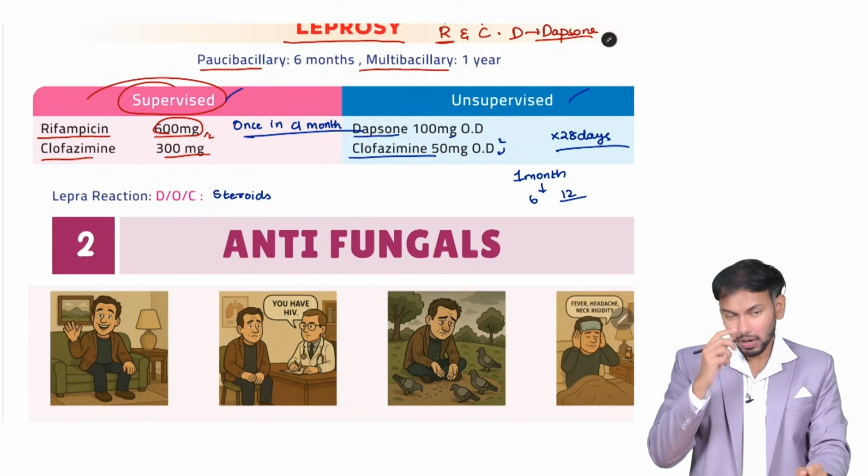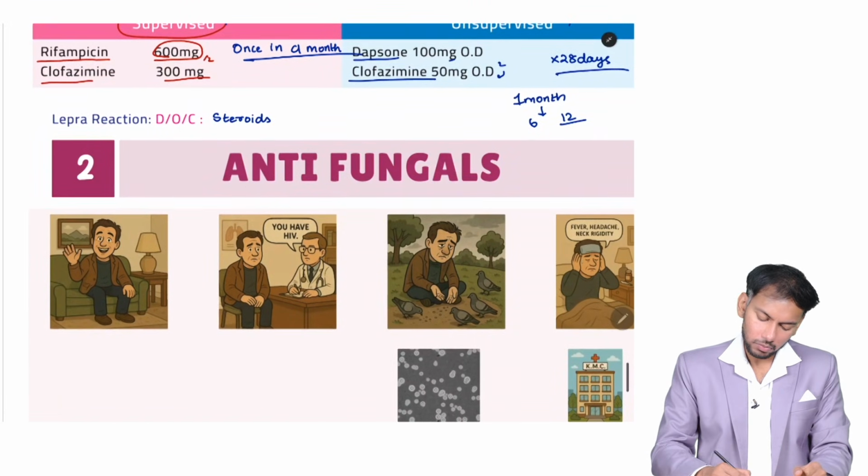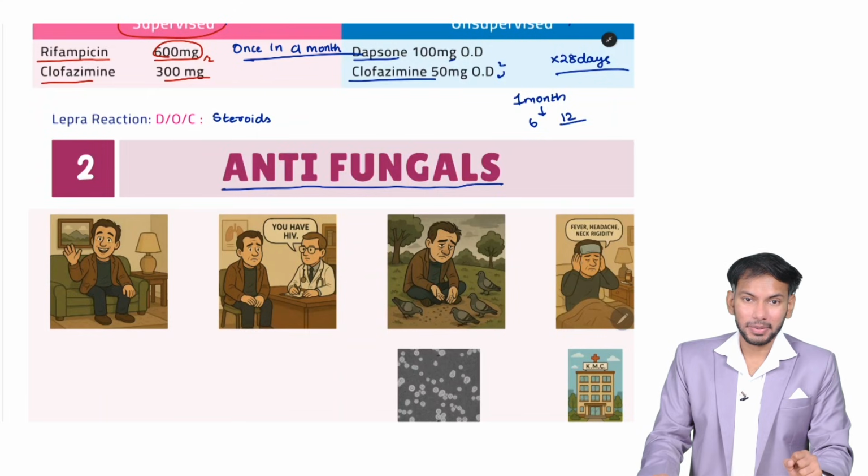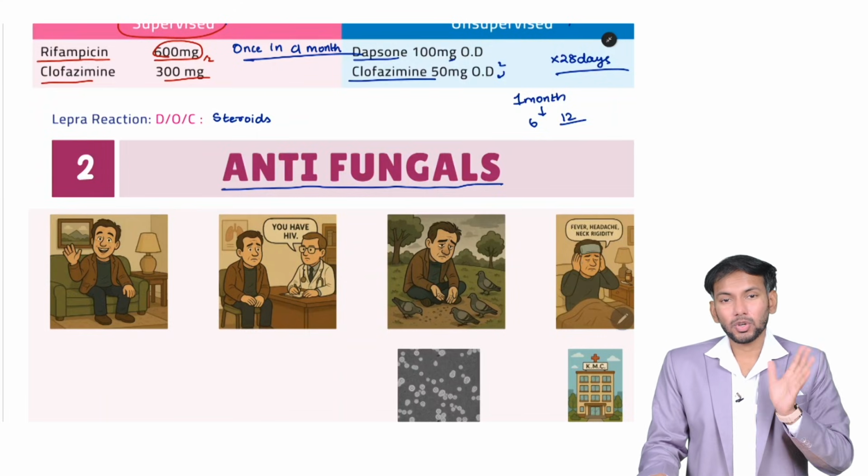That's all. Now, coming to the fungals, antifungals. What is most important in antifungals is a drug called amphotericin B. We will talk about this.